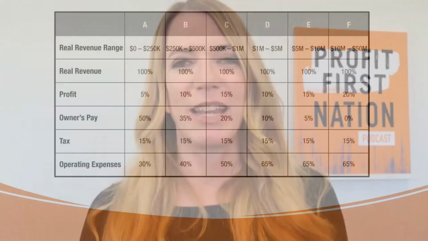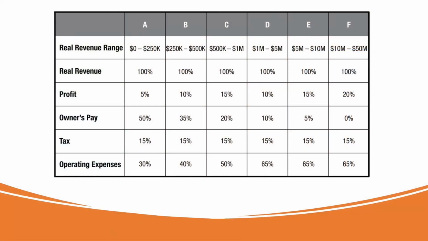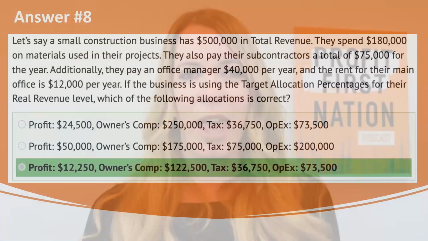So we're going to look at the target allocation percentage chart from the book, or if you're with us on YouTube, the chart. And the real revenue range we're looking at is 0 to 250,000, because after we subtracted the materials and subcontractors, the real revenue is $245,000. So we're in column A, which means our profit is 5%, our owner's pay is 50%, our tax is 15%, and our operating expenses are 30%. So the answer to this math question is actually C.